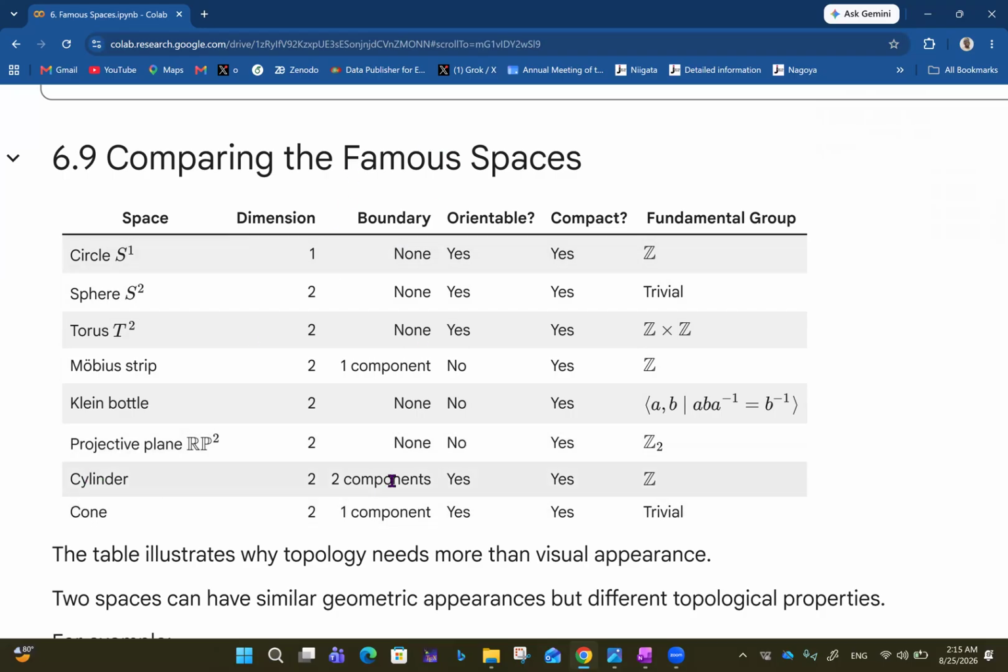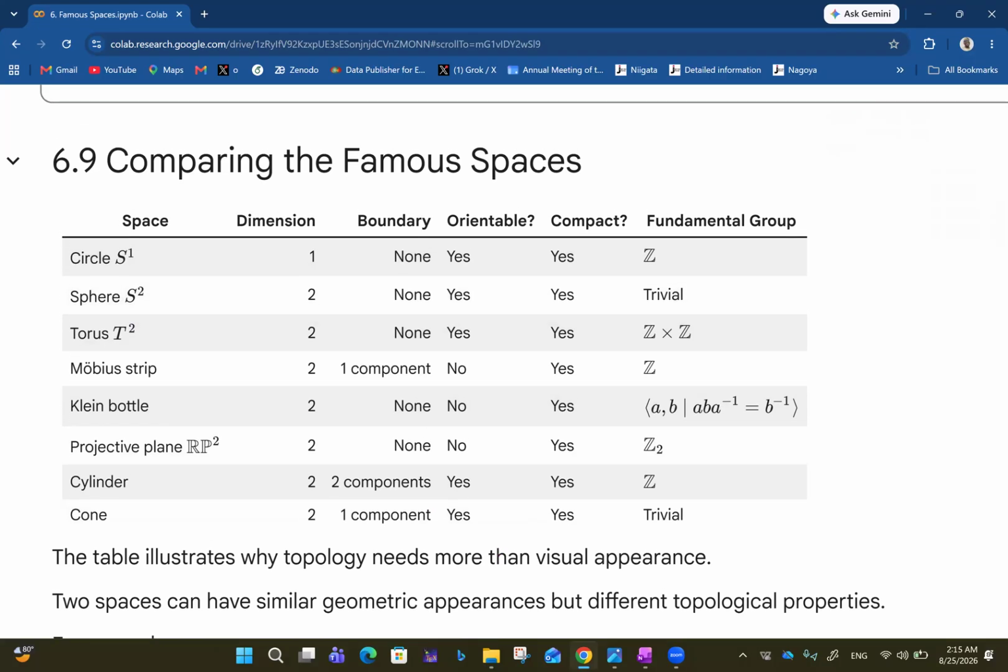The boundary is two components, the top circle and the bottom circle. And it is orientable, yes. It is compact, of course, yes. Fundamental group is integer. Then coming to cone now, the cone is two-dimensional. It has one boundary component, which, in a cylinder there are two circles. In a cone, there's one circle. That base circle is now like the boundary. So that's one component. Orientable, yes. It's compact, of course, and fundamental group is trivial, just like the case of a sphere.